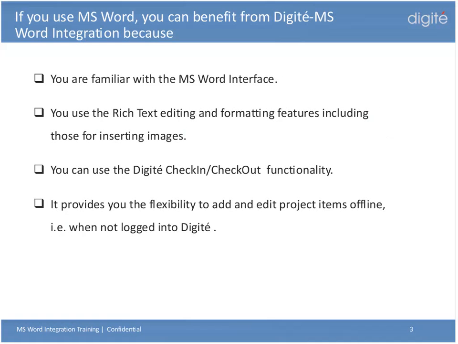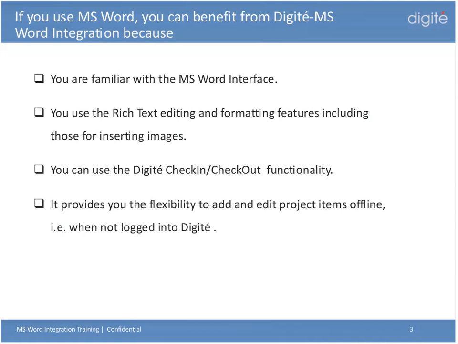I have listed a few of the benefits of using Digite Word integration for editing and sharing work items with all the required information and formatting. You can choose to use your familiar Microsoft Word interface. You can use the rich text editing and formatting features, which are very well supported in MS Word. You can even upload images from MS Word directly. You can put a flowchart, a requirement diagram or a design diagram directly in a checked out Word document.